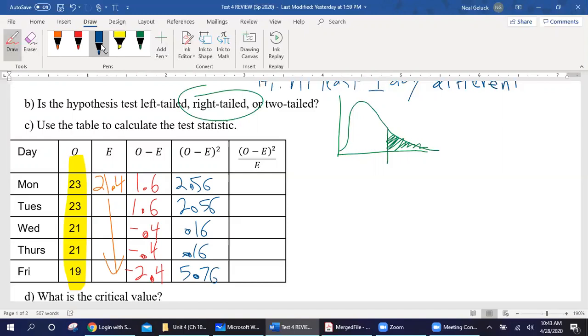And the last column is to divide each one of those blue numbers by the expected. So I'm going to be dividing by 21.4. Again, I'm going to take them to 3 decimals, which actually for the first 2 numbers, it rounds to 0.120.